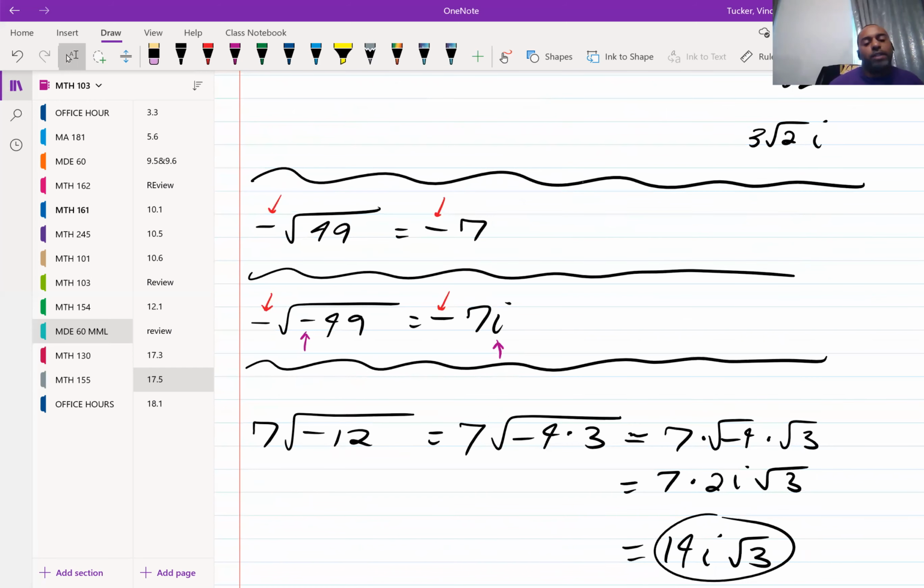All right, next one we have 7 times the square root of negative 12. Once again, you break up that negative 12. It's negative 4 times 3. Square root of negative 4 is 2i. So 7 times 2i will be 14i, and then you leave your 3 under the radical.